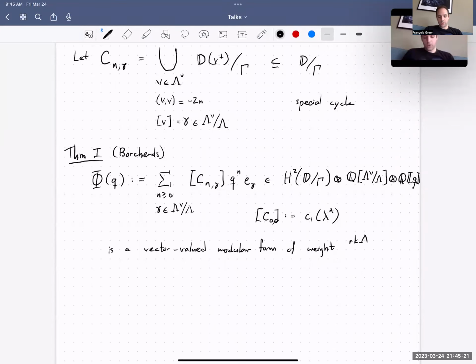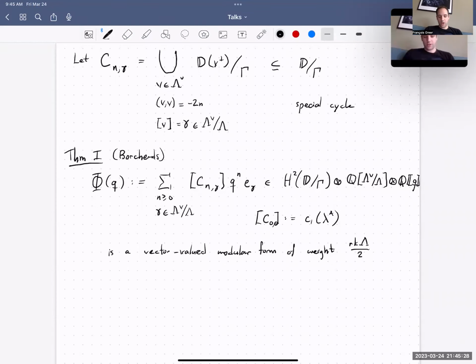So the weight of the modular form is half of the rank of the lattice that we started with. If you remember, we chose a lattice of signature (2, n), so that's (n+2)/2. By vector valued modular form, what I mean is that there's a certain representation of the metaplectic group, which is this double cover of SL2Z, on the group ring of lambda dual mod lambda, acting on these e_gammas. This is called the Weil representation. I'm not going to say what it is.